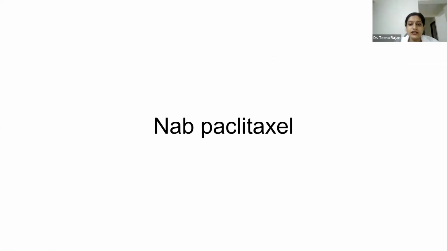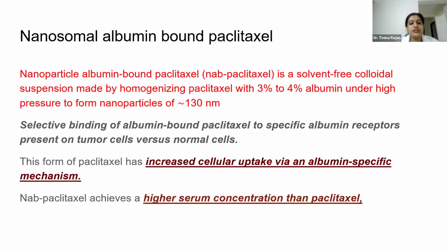So coming to the second drug, it is nab-paclitaxel. It is a conventional paclitaxel, which is a solvent-free colloidal suspension, made by homogenizing paclitaxel with 3 to 4% albumin under high pressure to form nanoparticles. These nanoparticles have a size of approximately 130 nanometers. And when you do this, it increases the pharmacokinetic properties of the drug.